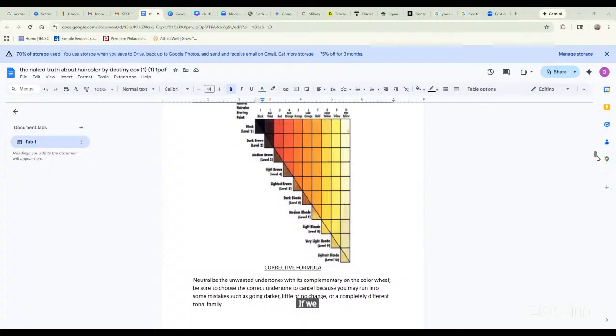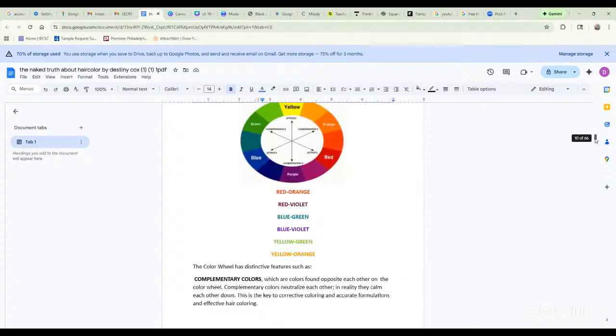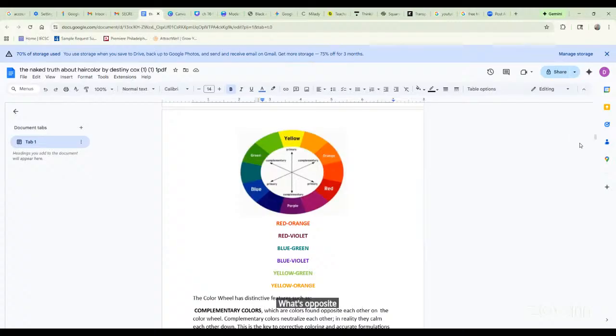If we look at our color wheel, what's opposite orange on the color wheel? Anybody? Blue. What did you say? Blue. So what you guys need to do is make sure that your HLB, your high lift blonde, has a blue base. That's it.